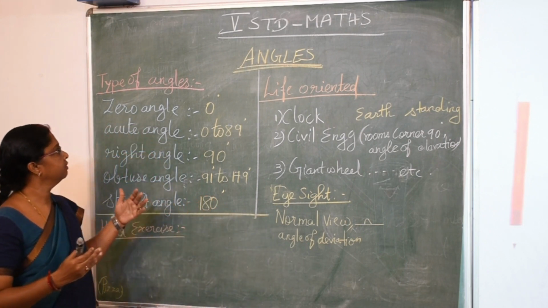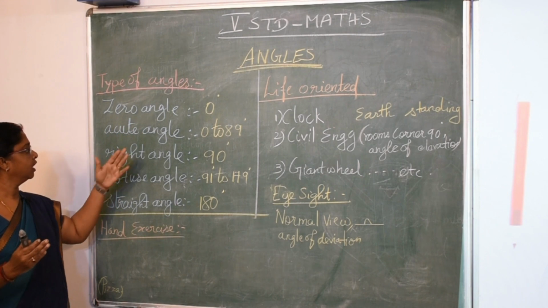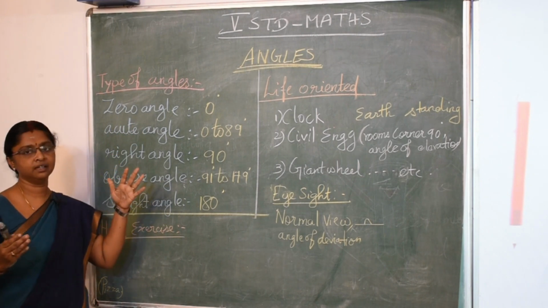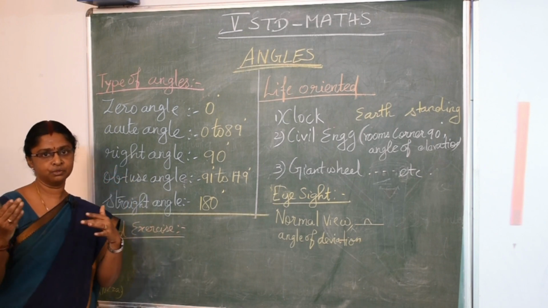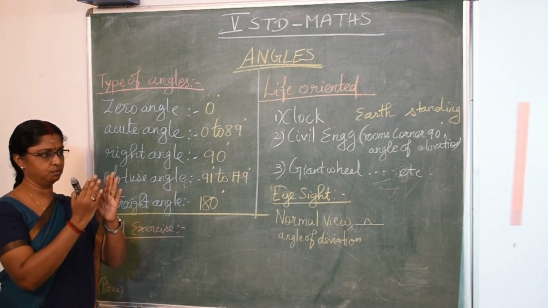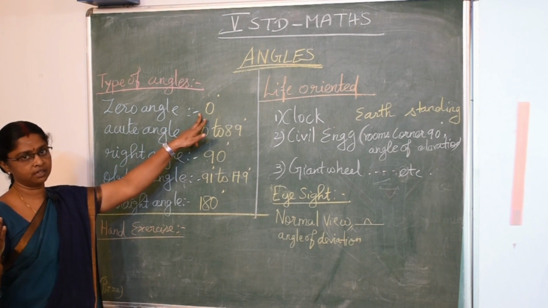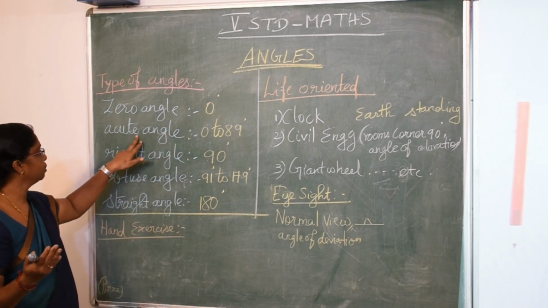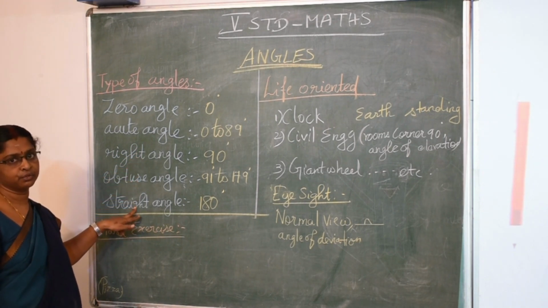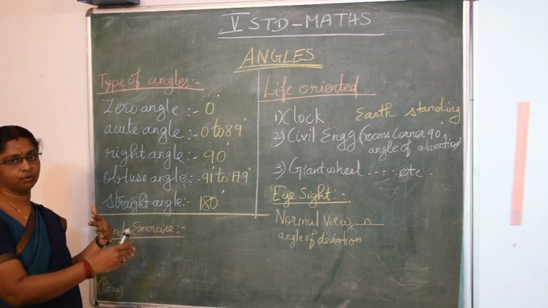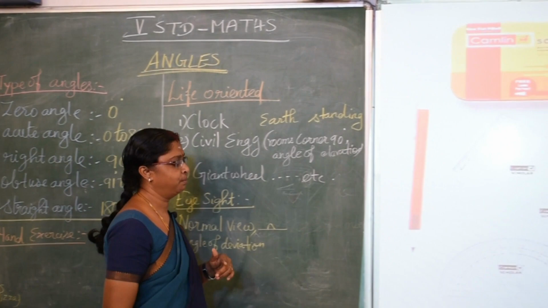In angles we have types: zero angle, acute angle, right angle, obtuse angle, and straight angle. We are not using a zero angle properly, because both sides at the same point is called a zero angle. But we use the acute angle, right angle, obtuse angle, and straight angle. Before going into that part, I just introduce one thing.